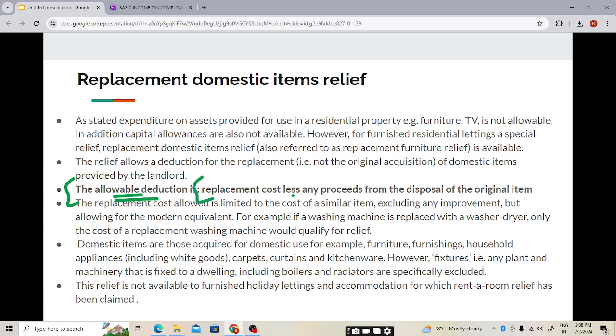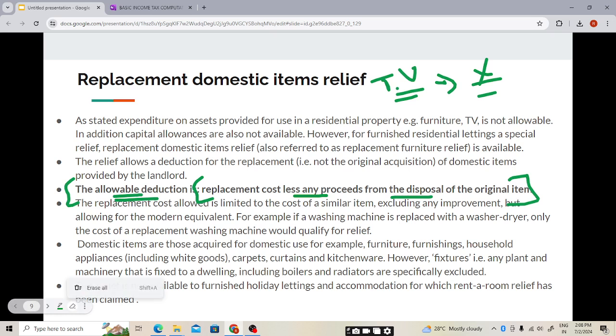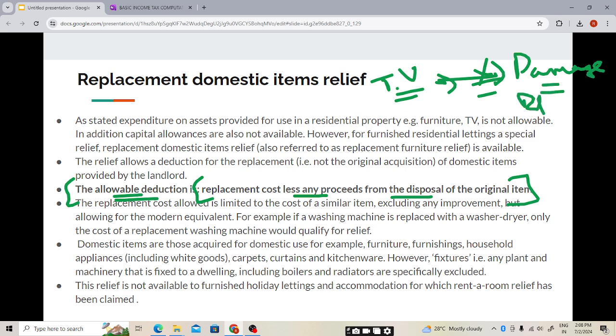Replacement cost less any proceeds from the disposal of the original item. For example, you are providing a TV to the tenant, and you first install it. At the first installation, this expense will not be allowed. But now this property has been damaged and you need to replace it, so the replacement relief will apply because you are now replacing it.